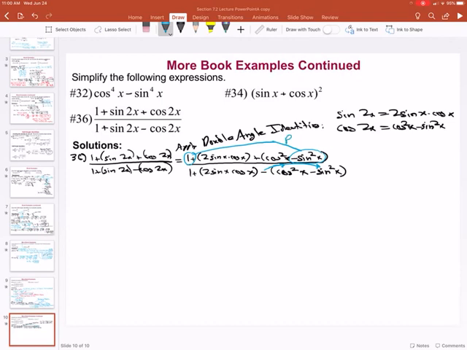Right here we have the Pythagorean identity. So remember, we have sine squared x plus cosine squared x equals 1, which implies if you were to solve for cosine, cosine squared x equals 1 minus sine squared x. So again, Pythagorean identity. All right, let's go apply it.